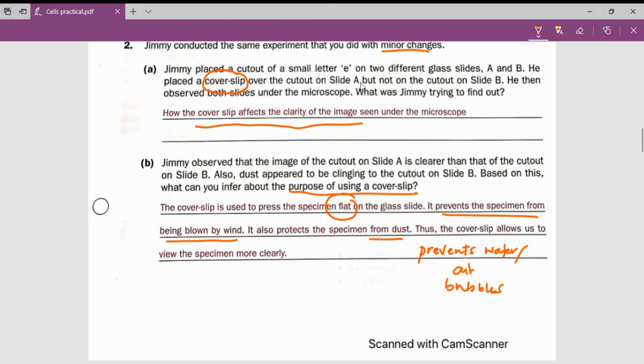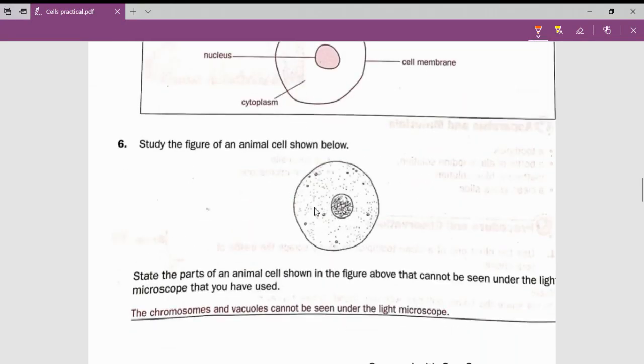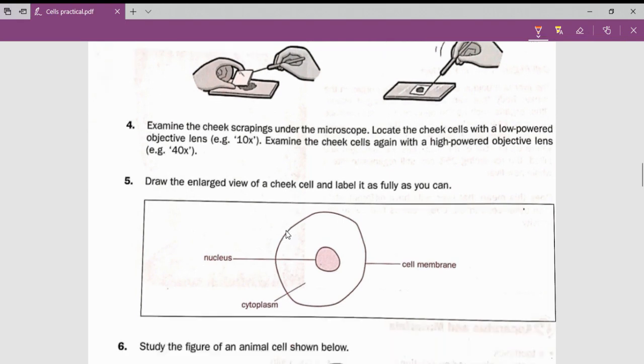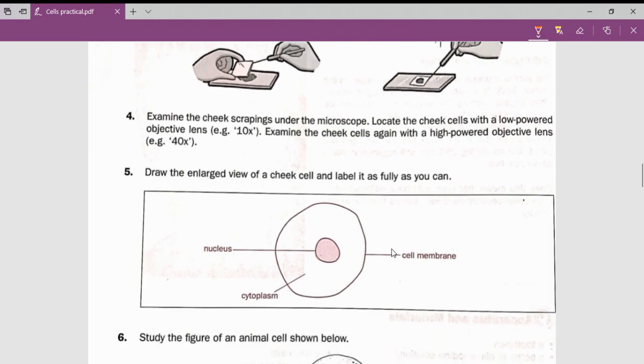Okay, let's move on to 6.2. I know we did not do this experiment because we don't want you to scrub your cheek cells. But whatever the case is, a cheek cell is an animal cell. So we have learned this is how an animal cell will look like. Very irregular. If you view your cheek cell via a microscope, the nucleus will be very clear, as well as the cytoplasm and cell membrane.